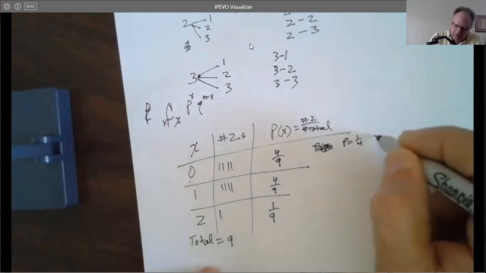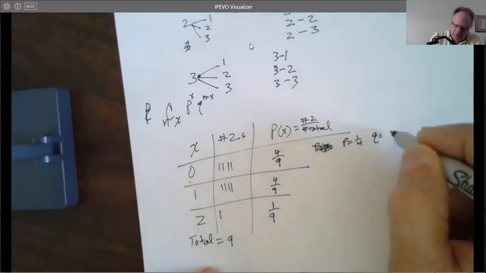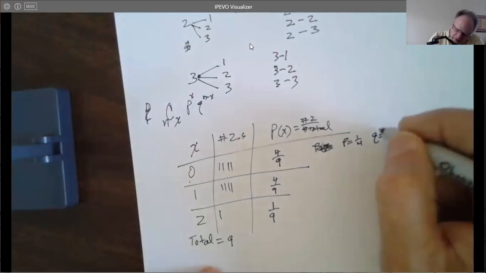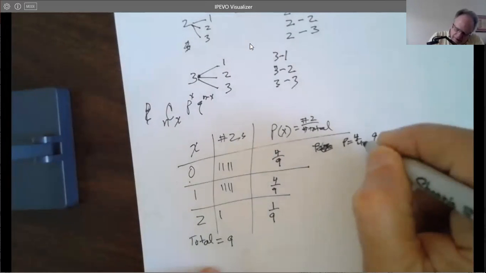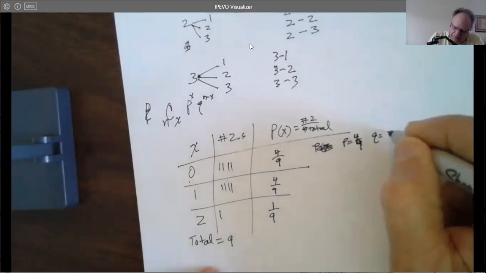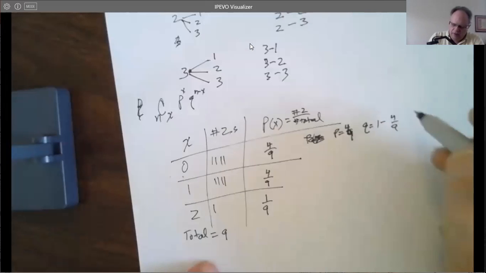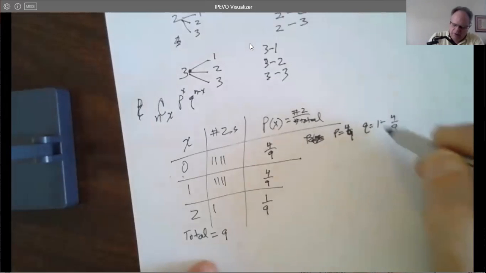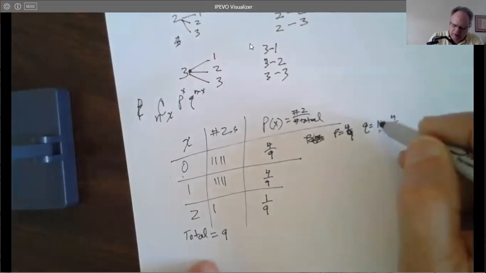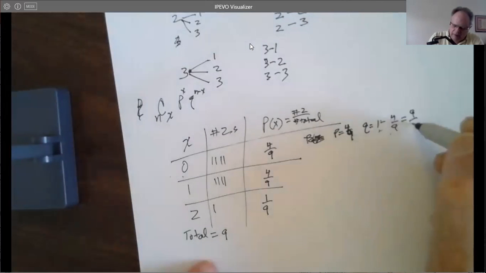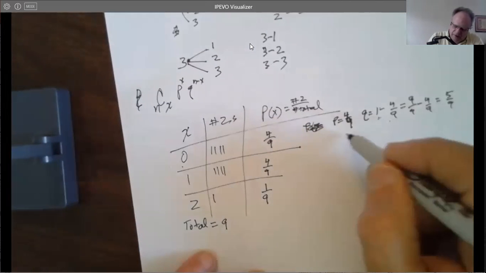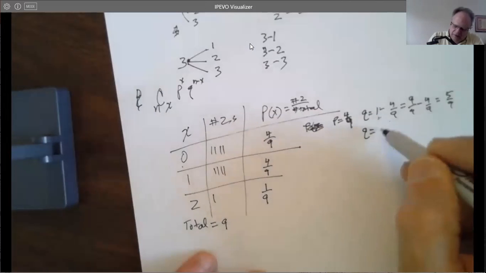And that means Q would be 1 minus 4 over 9. If you change that 1 so that you get a common denominator, 9 over 9, minus 4 over 9, 9 minus 4 is 5, so that'd be 5 over 9. So P is 4 over 9, and Q is 5 over 9.